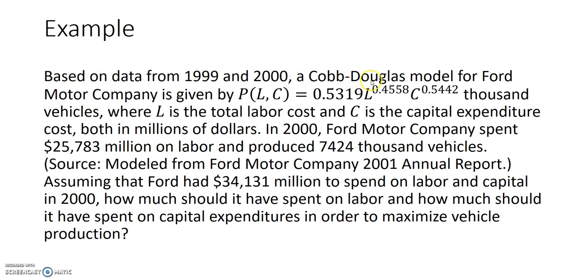In this example, we have a Cobb-Douglas model for Ford Motor Company. It's given by P of L comma C equals this messy thing, and the output is in thousands of vehicles. L is the labor cost and C is the capital expenditure, both in millions of dollars. Assuming that Ford has $34,131 million to spend on labor and capital in 2000, how much should it have spent on labor and how much on capital expenditures in order to maximize vehicle production?